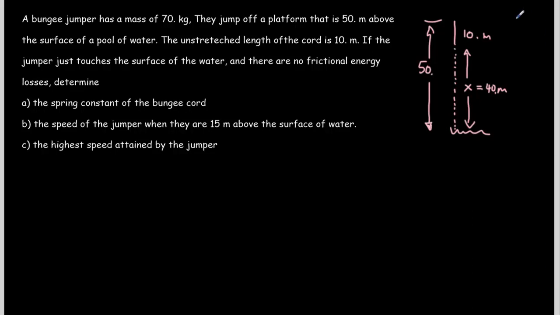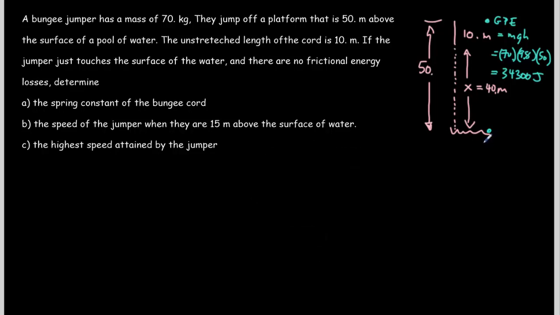So now if we consider the total energy at the top and the total energy at the bottom, well, at the top, there's only gravitational potential energy. The cord is not stretched, and he's got zero velocity, so no kinetic energy. All of the energy is gravitational potential energy equal to mgh, and if you multiply 70 by 9.8 by 50, you'll get 34,300 joules. At the bottom, assuming there's no friction, the total energy has to be the same.